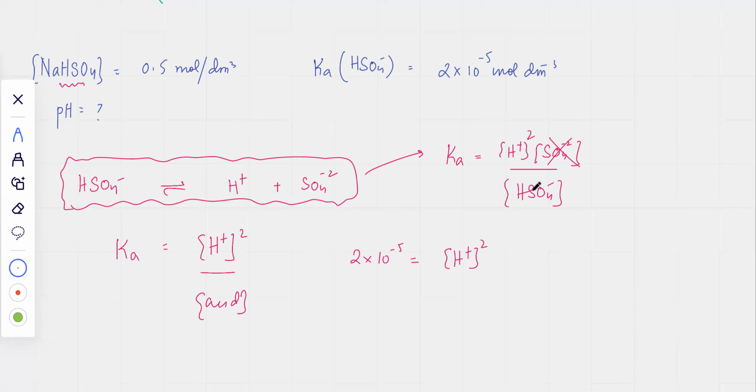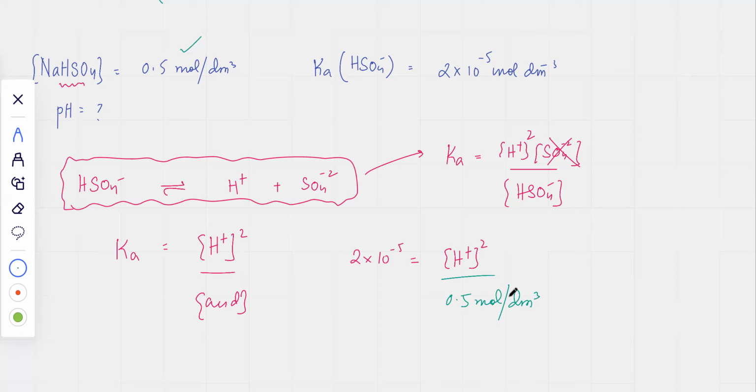So the point is that your dissociation constant K is basically just H+1 squared divided by the acid concentration. The only thing is we don't know what H+1 is. We know the acid concentration that's given over here in the first place, that is 0.5 mole per decimeter cube. So that's already provided.